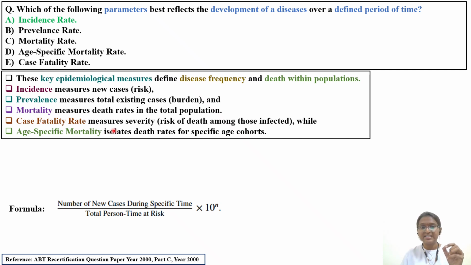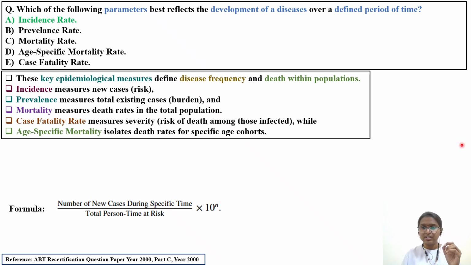Case fatality rate measures severity, how severe that particular disease is, the risk of death among those who are infected. In that particular population, certain people will be infected, but they might not end up with the disease. They might still be in morbid conditions. So in that case, case fatality rate will give you the risk of death among the people who got infected, while age specific mortality isolates death rates for specific age groups like young population, infant population, pediatric population, aged population, geriatric population. Like that, you can define mortality based on age.